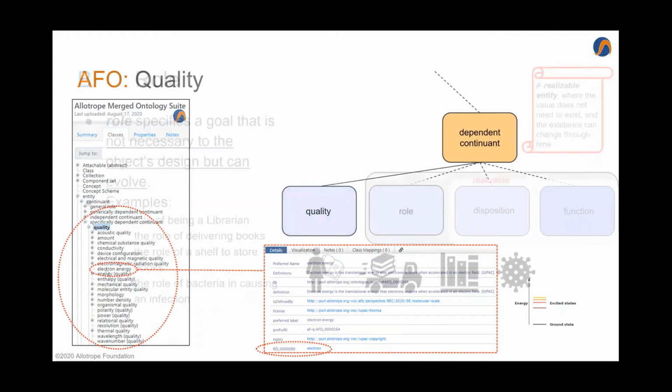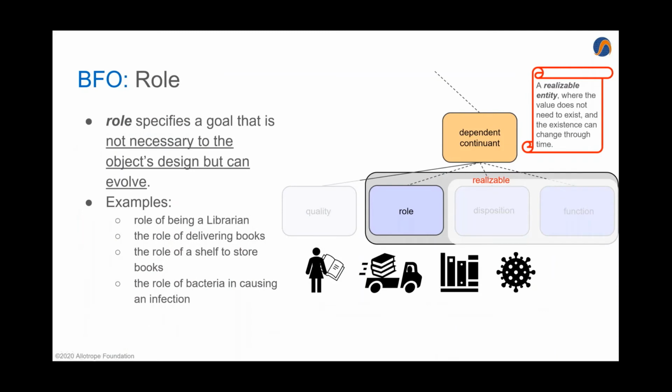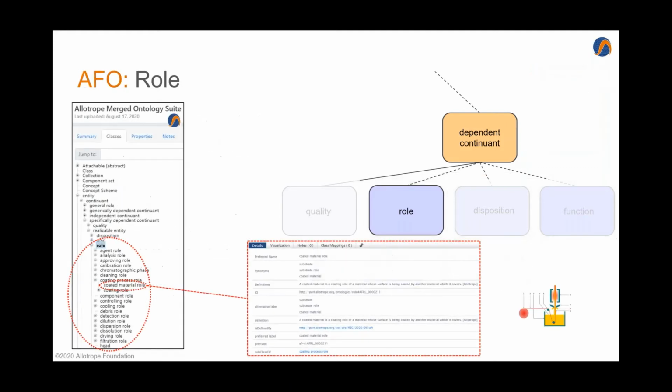And now let's move into a realizable entity, such as role. Role specifies the goal that is not necessary to the object design, but can evolve. For example, the role of being a librarian, the role of delivering books, the role of a shelf to store books, the role of a bacteria in causing an infection. And let's look at the AFO. In the AFO, we see quality, realizable entity, role. So we see agent role, analyst role, and we see even material, quoted material role.